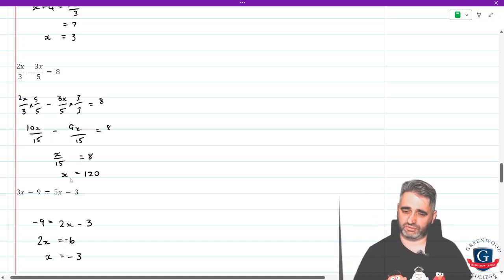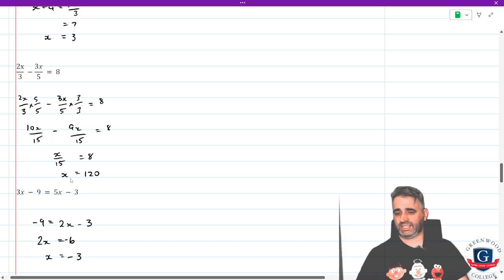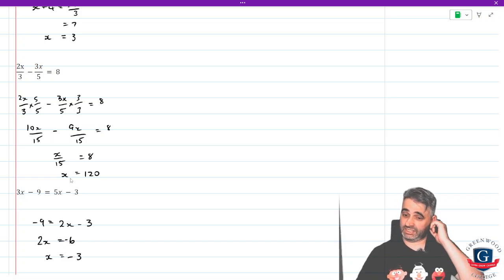Multiply both sides by 15. 8 times 15 is 8 times 10 is 80, plus 5 times 8 is 40, is 120.